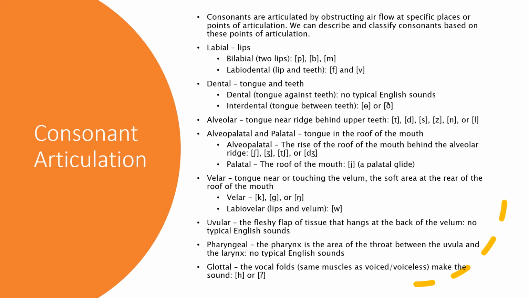So another way we can classify sounds is by consonant articulation. Consonants are articulated by obstructing airflow at specific places or points of articulation. So just as we can affect change in our vocal folds or vocal cords by opening or closing them, we also can do that in different places in our vocal tract, right? We can describe and classify consonants based on these points of articulation. So this is one of those fun places where you should try to actually make your mouth assume the position that's described and see if you can replicate this sound, right? Start to connect the sound to the way you make these sounds, your articulation.